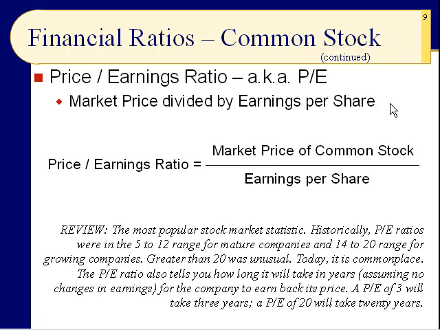And as we said, I don't know if it means anything. I mean, Peter Lynch discussed it, and that's why I put it here. The PE ratio also tells you how long it will take in years, assuming no changes in earnings, but of course everything's changing all the time, for the company to earn back its price. So if you had a PE ratio of 3, that means in 3 years it's going to earn back that price. Now, does that mean it's going to pay it out in dividends? Maybe, maybe not, but that's something to just think of, right? A PE of 20 will take 20 years, a PE of 50, 50 years.